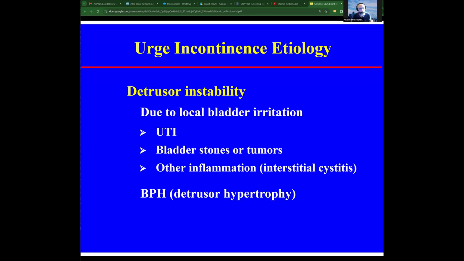You can also see the detrusor instability leading to, again, cramps and unpredictable, like that sort of urge to go. And this can be due to local bladder irritation, things like UTIs, bladder stones, or things like interstitial cystitis. We can also get bladder detrusor hypertrophy due primarily in men with BPH. That is, that bladder has been so used to pushing against that stenotic tight urethra due to the prostate hypertrophy that it has put on a lot of muscle.